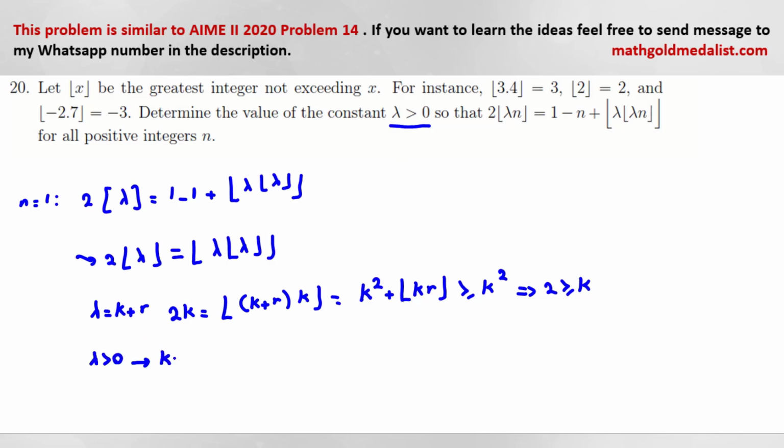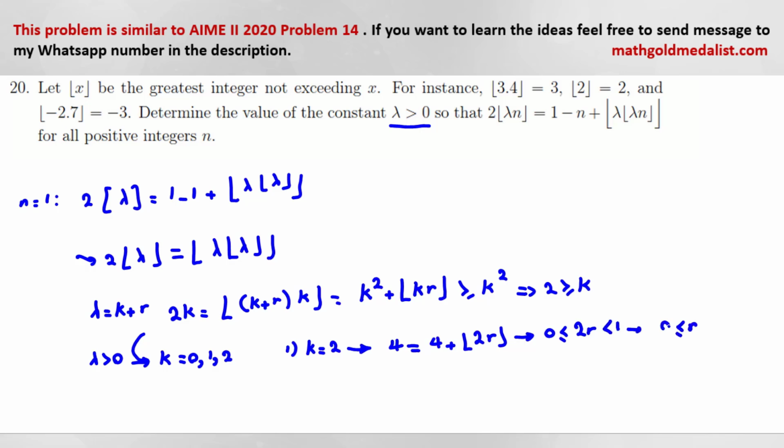So because lambda is greater than 0, we can say what about k? K can be what numbers? 0, 1, 2. Yes. So let's consider first this. If k is 2, what can we conclude? If k is 2, you can conclude that it'll be 4 equals 4 plus GIF of 2r. So GIF of 2r is 0. Yeah, so 2r is greater than or equal to 0, less than, r is greater than or equal to 0, less than 1/2, right?